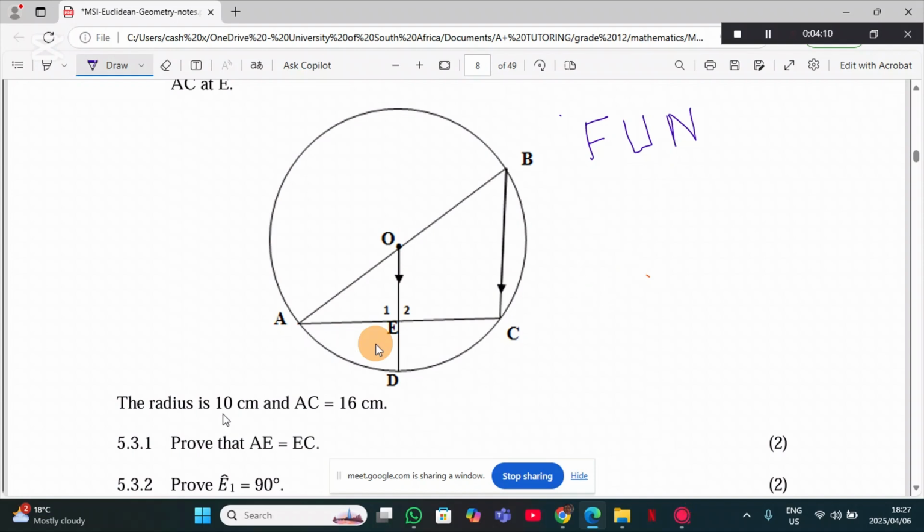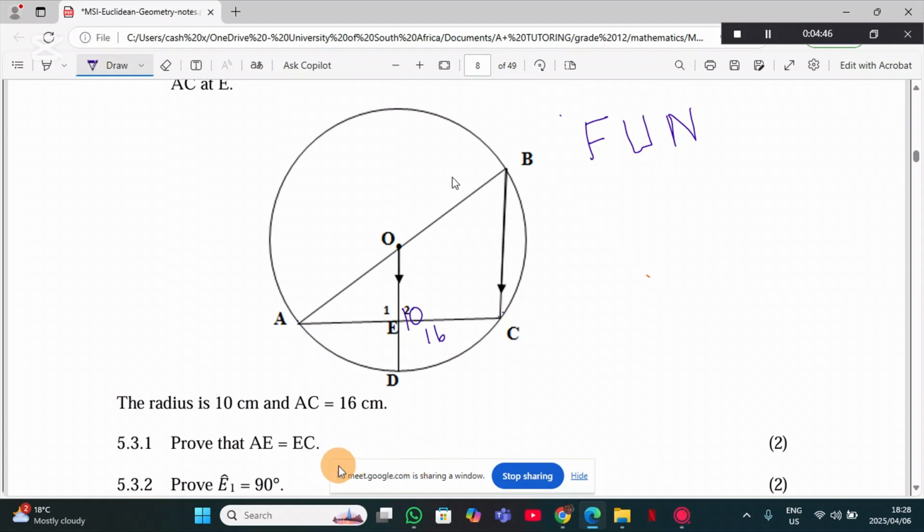Yeah. Okay. So now I'm told radius is 10 centimeters, right? And radius is this entire line OD, so I know that the entire OD is 10. And I'm told that AC is 16, the entire AC from here to here. And then they say prove that AE is equal to EC. Right? Okay. So how do you prove this?